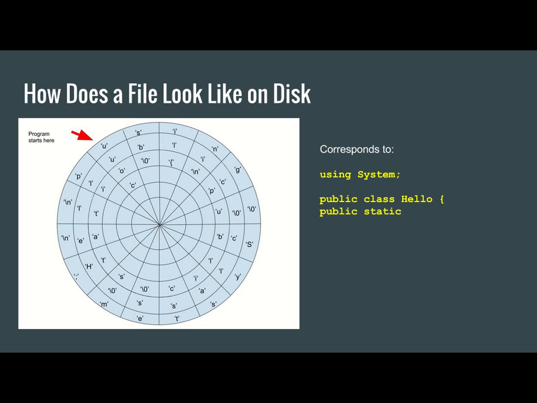When you need to access a file, the operating system will read it as a sequence and load it into memory as a stream. That's why a file is also called a stream of characters.